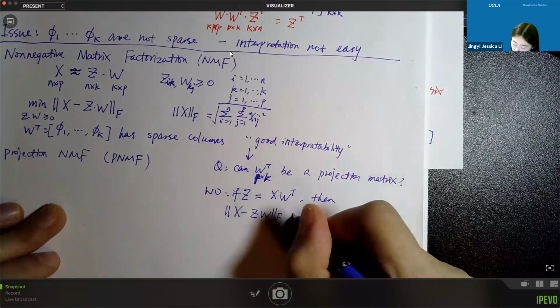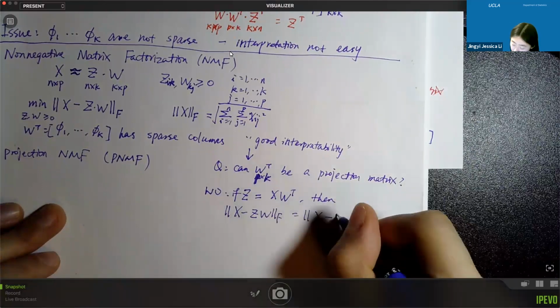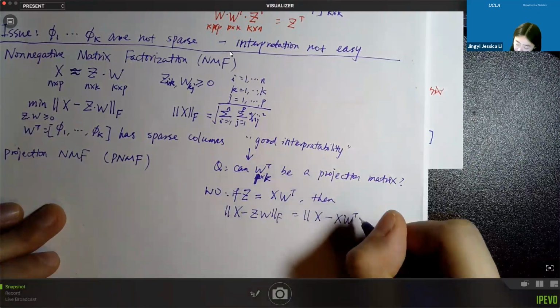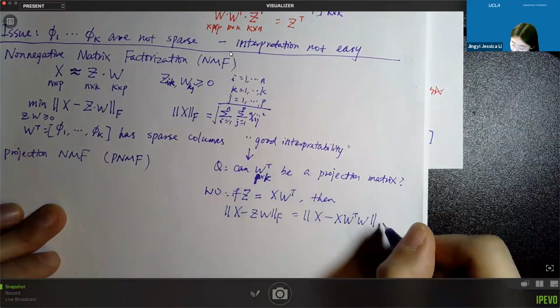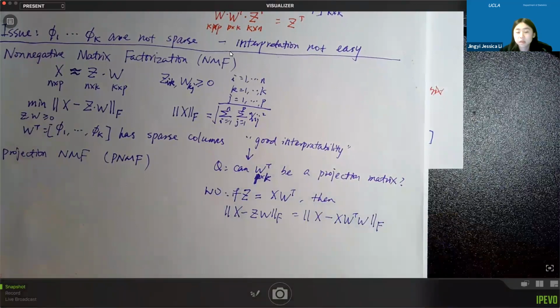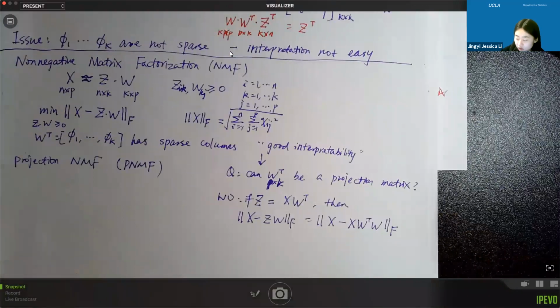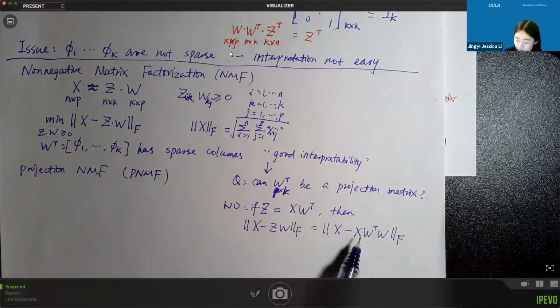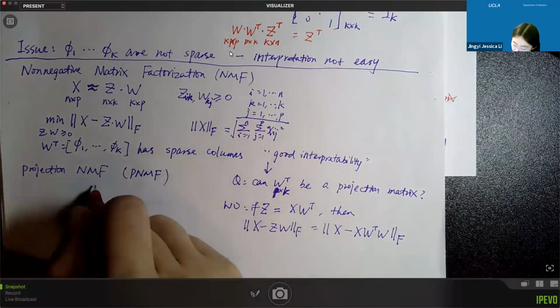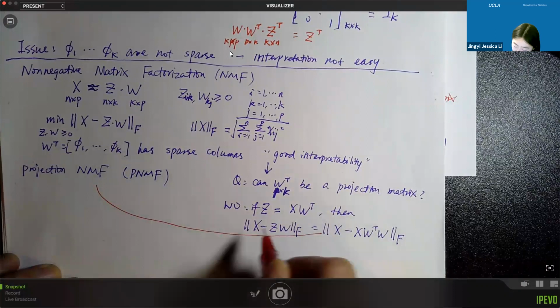would become X minus X times W transpose, that's the Z, times W. It becomes this. So basically, we're changing the objective if we ask W transpose to be a projection matrix. And this is not the loss function of NMF, but it is the loss function of PNMF. So PNMF is exactly trying to solve this problem.